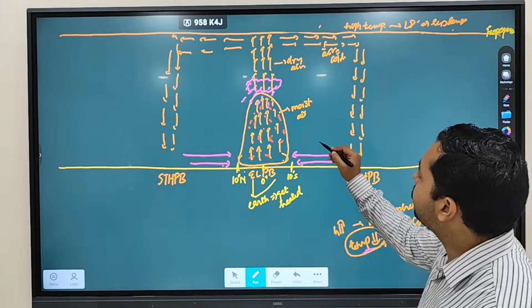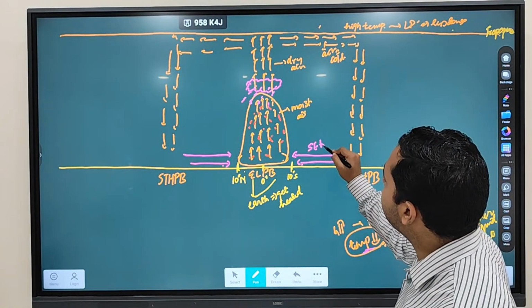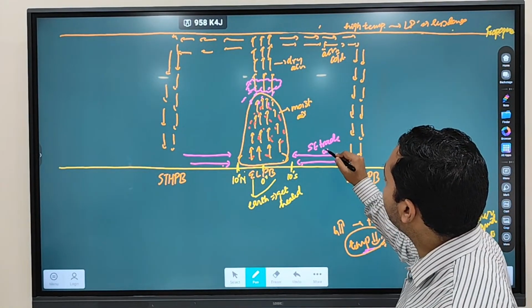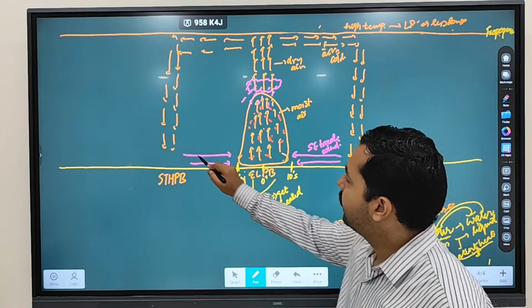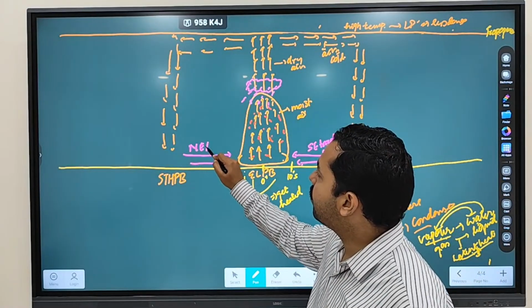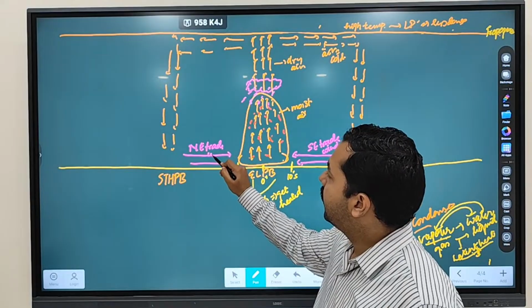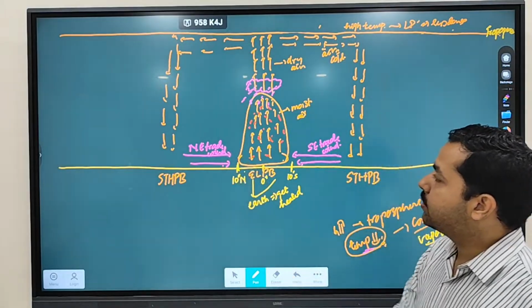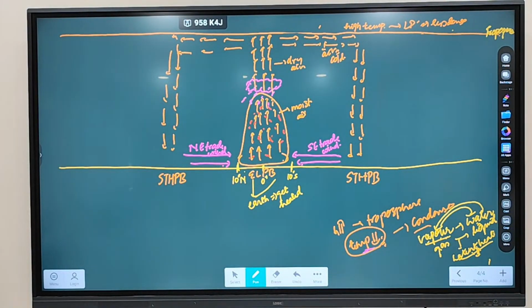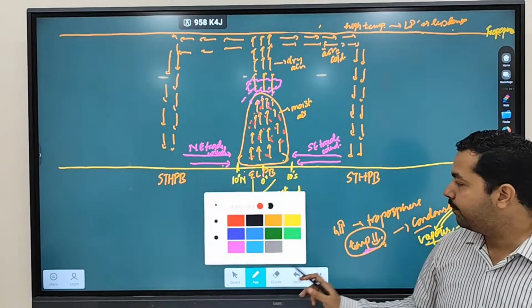This wind is going to be called a southeast trade wind or a northeast trade wind. Northeast trade wind and southeast trade wind. So in the northern hemisphere, which type of wind do we call it? In the northern hemisphere, we call it a northeast trade wind. In the southern hemisphere, we call it a southeast trade wind.